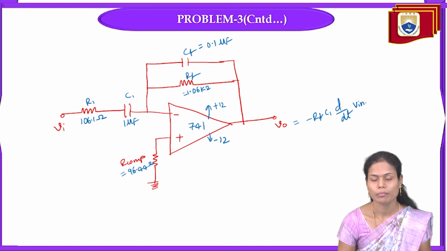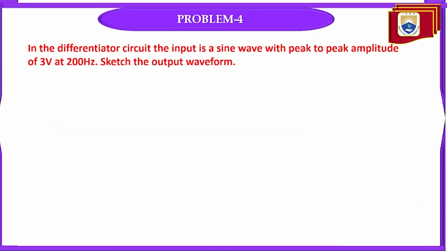So in this particular problem, they didn't ask for the output waveform. So that's why we are not drawing the input and output waveforms. We are just designing the practical differentiator circuit to differentiate the given 150 Hz signal. So next we'll move on to the next problem.